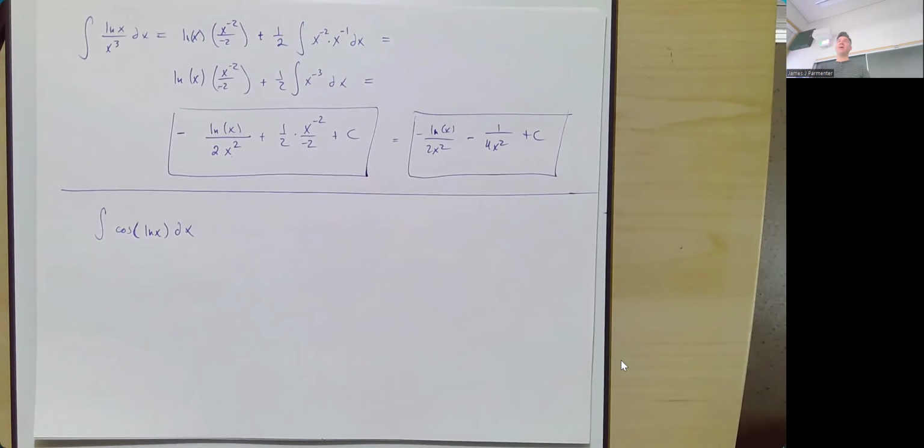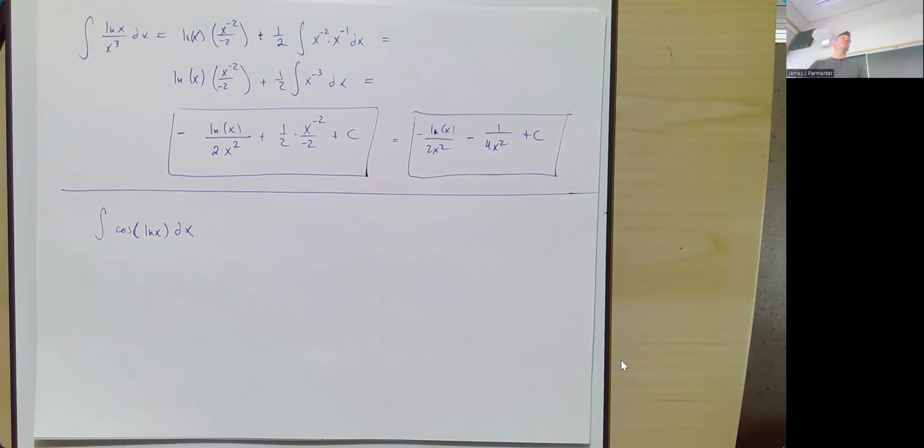This certainly doesn't look like an integration by parts problem because I don't have any multiplication. Typically integration by parts comes from having one function multiplied by another function. I don't have that here. I have a composition: cosine of natural log of x. So unlike the previous problem where we tried to force something, here we are going to have to do a u sub and then maybe a back substitution.